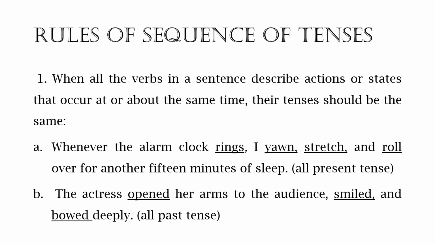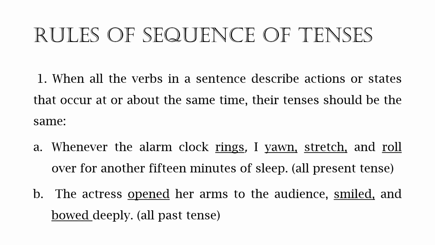Now, first, when all the verbs in a sentence describe actions or states that occur at or about the same time, their tenses should be the same. So actions at the same time will have the same tense form. Look at example A: whenever the alarm clock rings, I yawn, stretch, and roll over for another 15 minutes of sleep.